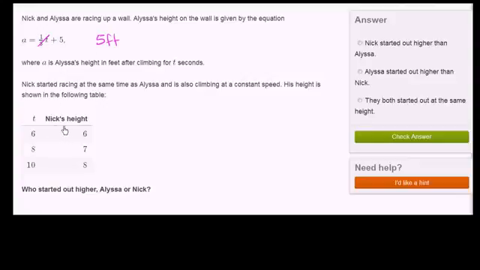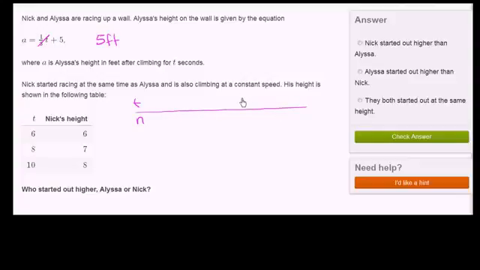Now let's think about Nick's height at time equals 0. And there's a couple of ways that we can go about doing this. One is just to back up, to kind of go backwards on this chart. So let me show you what I'm talking about. If this is time and this is, let's say, n for Nick's height, because we have A for Alyssa's height, let me make a little table here.